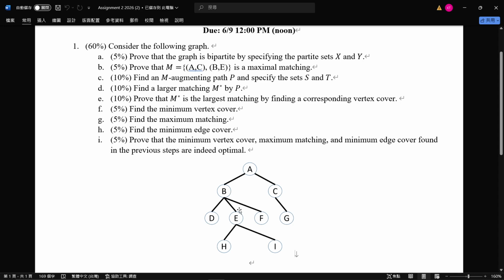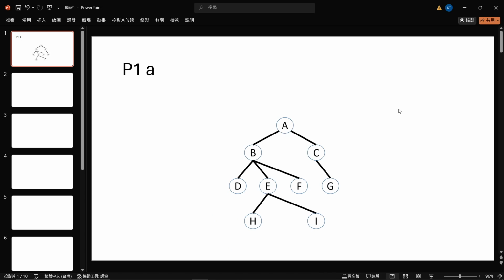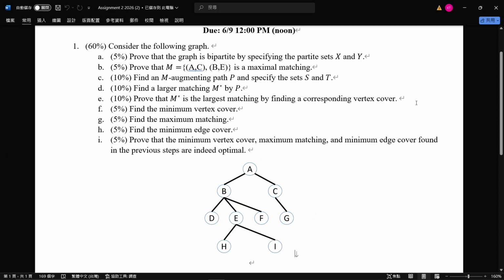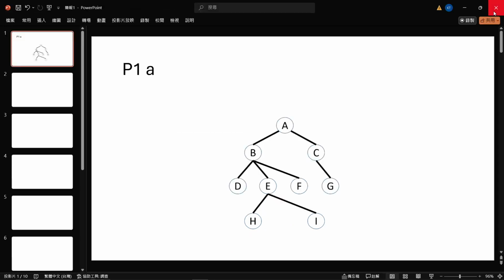In this first problem we have this tree graph, and the first subproblem asks whether this is a bipartite graph. First of all, the definition of being a bipartite graph is that there's no odd cycle, and since this is a tree, there's no cycle, so there's no odd cycle. So yes, this is a bipartite graph. But for this problem, you also have to specify the partite sets X and Y.